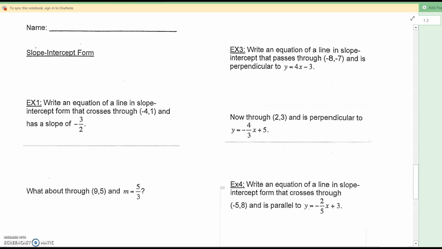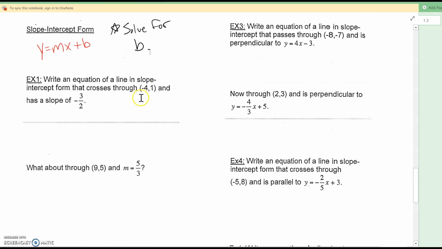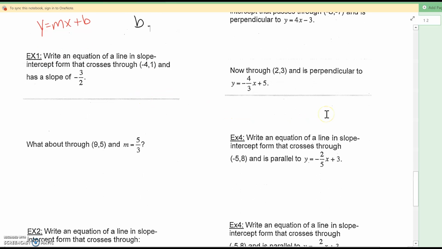Okay guys, we're going to continue to use equations of lines. So slope-intercept form is y equals mx plus b, where m is your slope and b is your y-intercept. And it's important to note we will always solve for b in these equations.